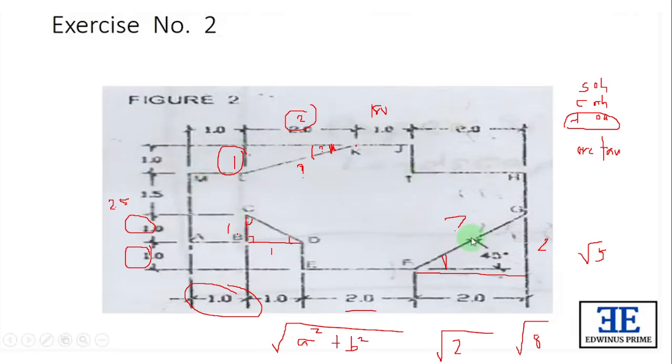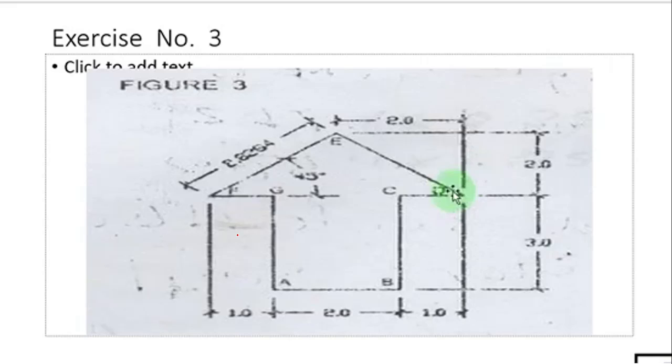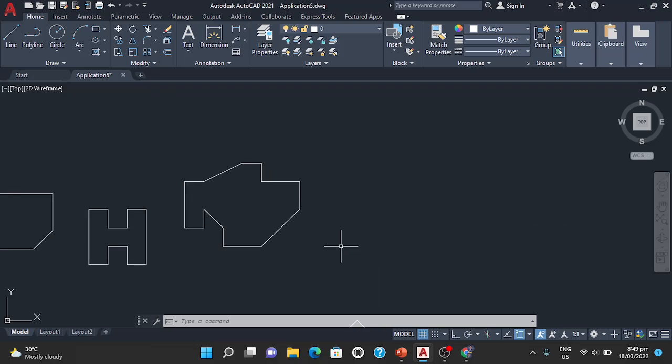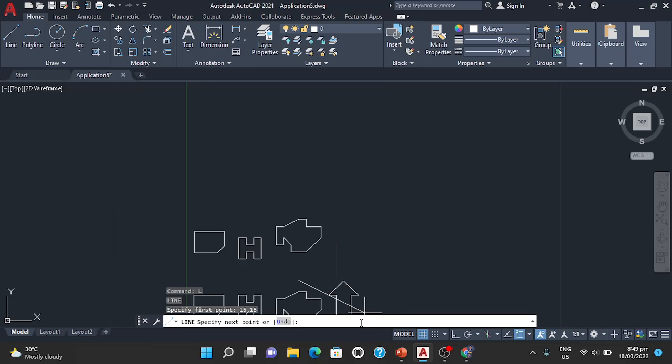Okay? For the last figure, we have figure 3, which is the arrow. Let's apply the polar coordinates. Let's type L for our line and specify the first point of our line. Let's indicate 15, comma 15. I think it is wrong, so let's undo.